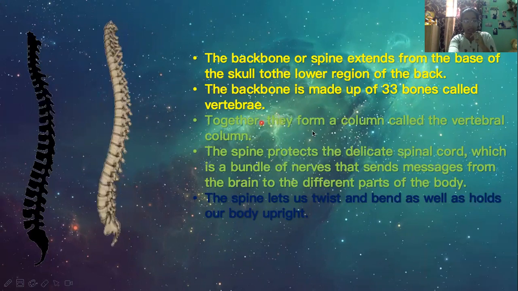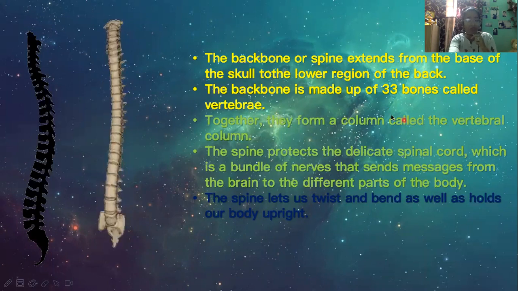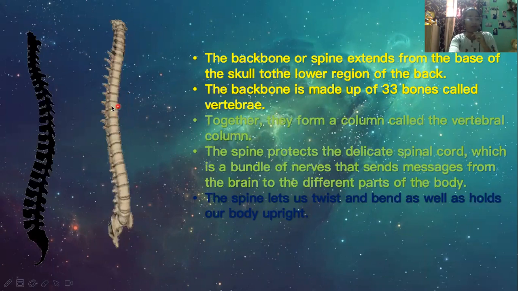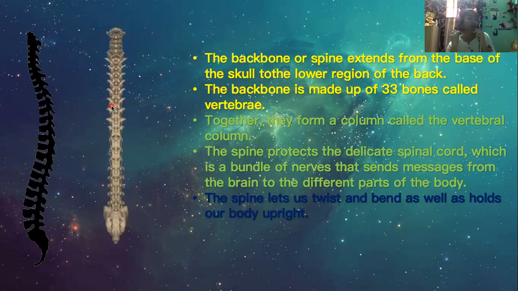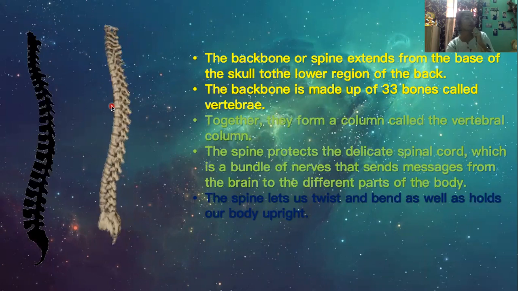The column is also called the vertebral column. You can also say vertebral column, spinal column. It has a lot of names. Now, what is the primary function of the vertebral column? The primary function of the vertebral column is that it protects our delicate spinal cord.